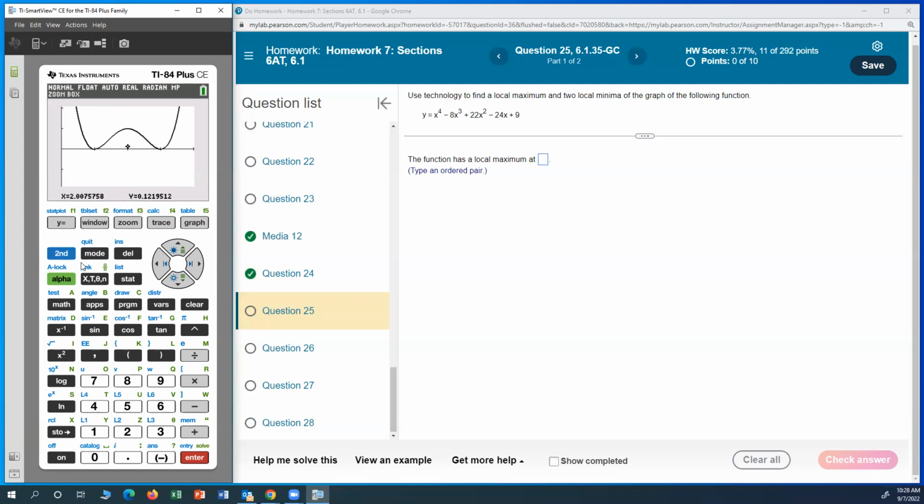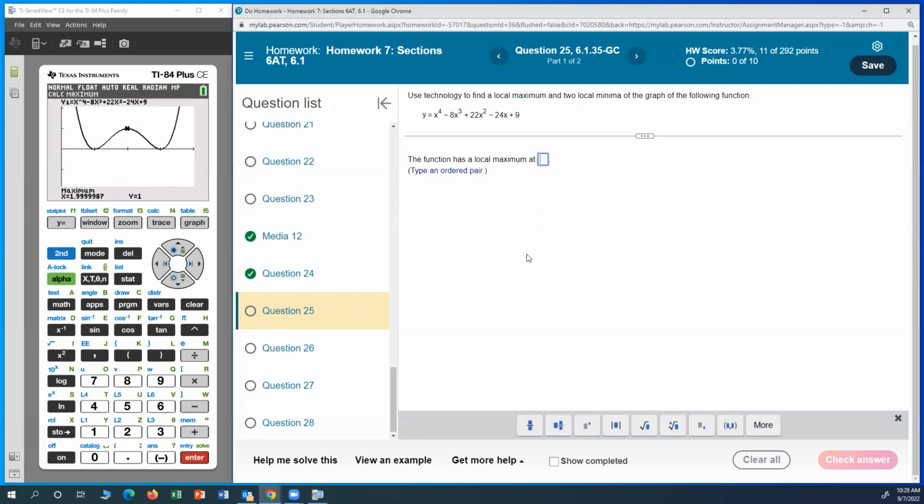So now I want to find the local maximum, and I do that by hitting second trace and selecting number 4. I only have one maximum, so I get to the left of that maximum, hit enter, get to the right of the maximum, hit enter one more time. And then they say type in ordered pair.